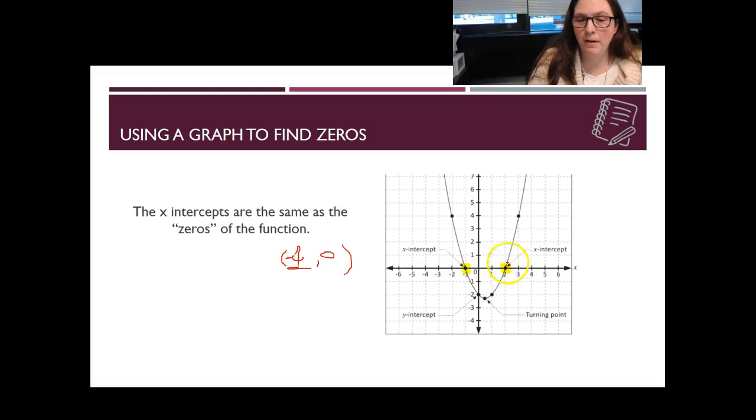And then this one here is also at 0 for y, of course, because it's the intercept, and then the x value is 2. So if I were using a graph to find the zeros or solutions or x-intercepts, they're all the same thing, I could read them straight off of that graph where that parabola crosses the x-axis.